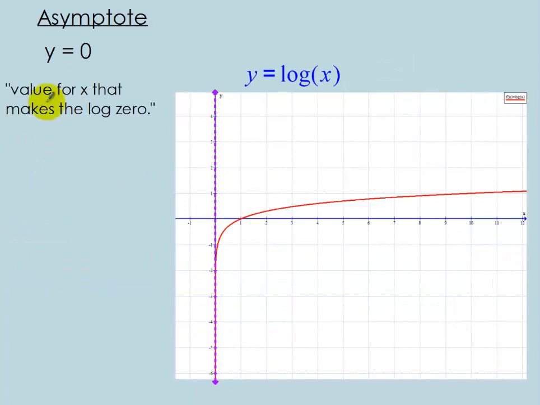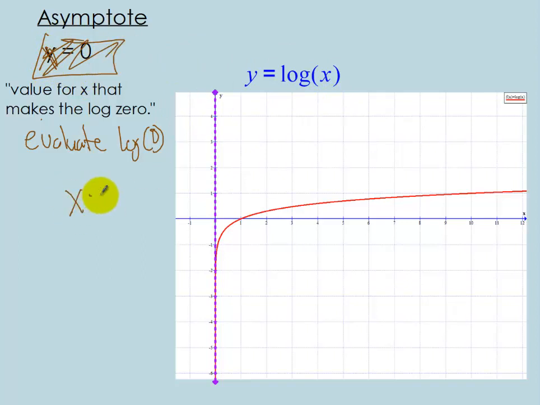Now the asymptotes. The asymptotes for log functions happen when you evaluate log of 0. So whatever value for x makes the inside of this log function 0, that's your asymptote. In this case, for log of x, the asymptote is going to be at x equals 0, and that's the purple line right there.